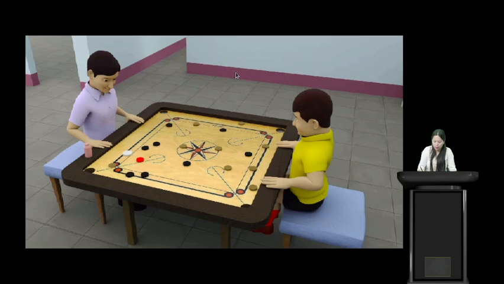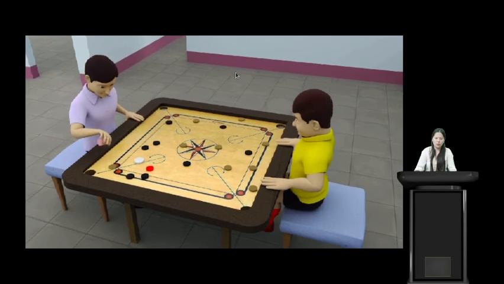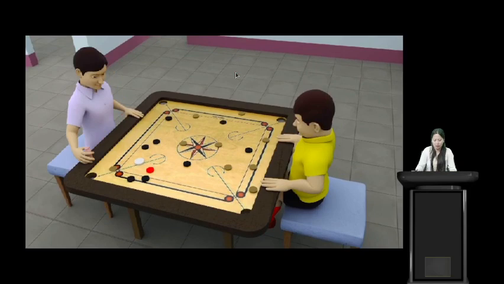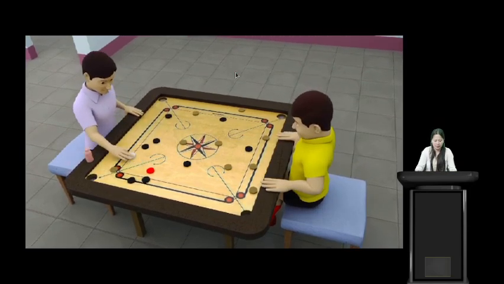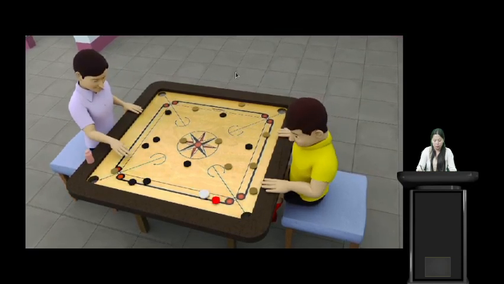Here we see two boys playing carom. Observe carefully, students. Now when the boy tries to hit this dice, it does not move properly, right? It only moves a short distance. Now let us see what he does. When he applies powder on this carom board, let us see what happens. Now again, he tries to shoot the dice. It moves faster, more smoothly.